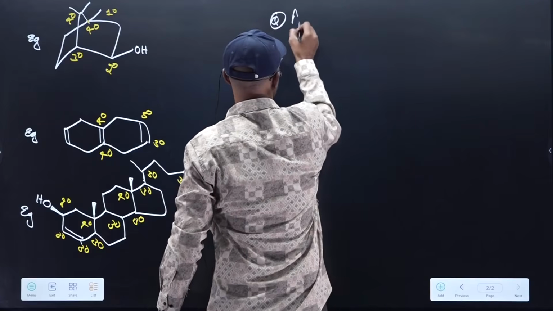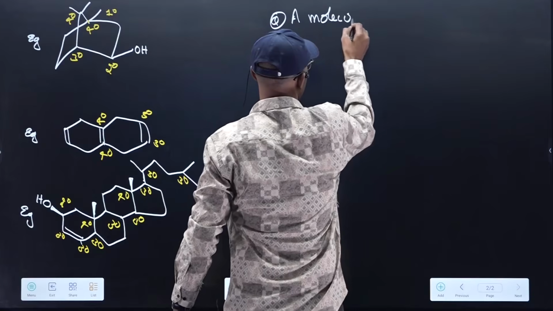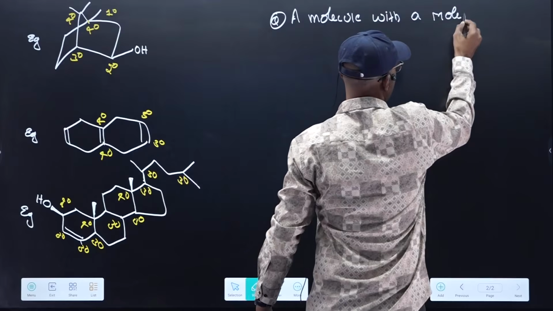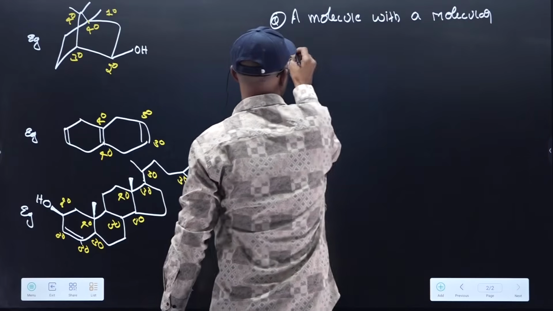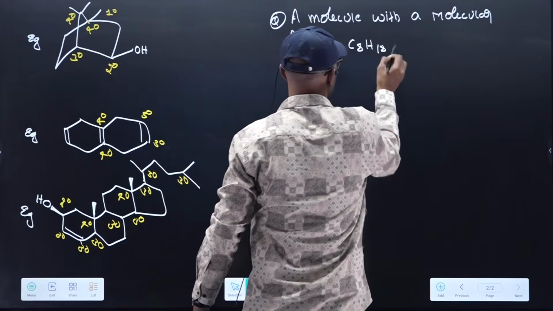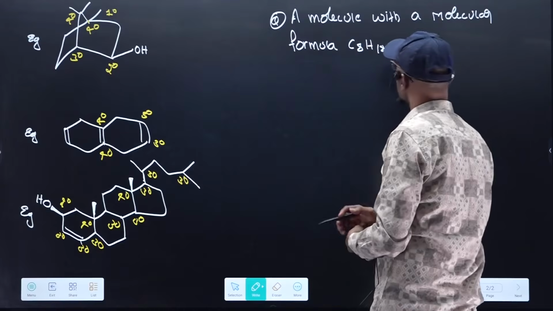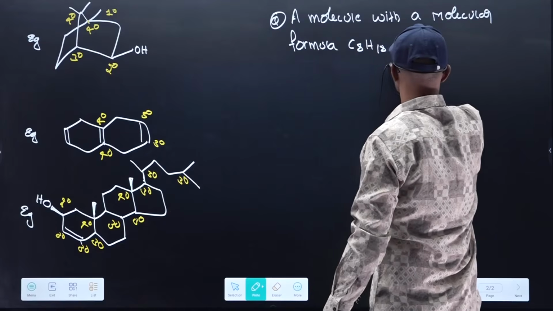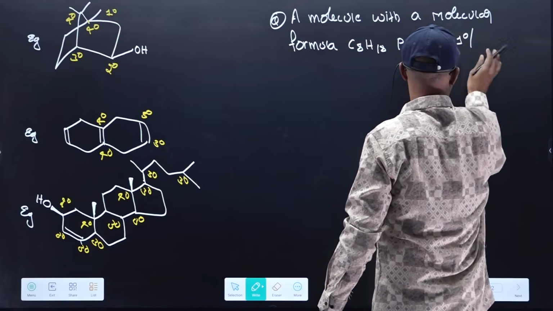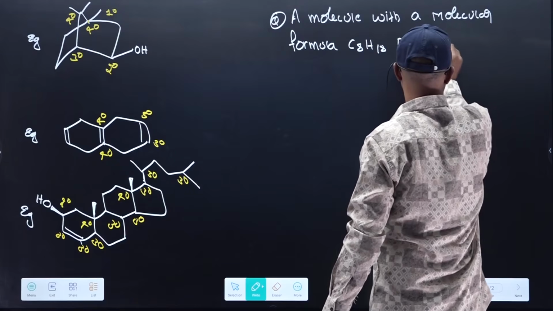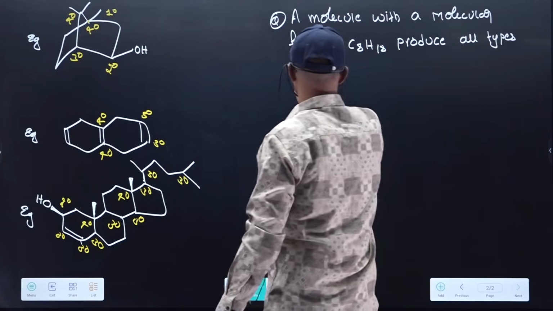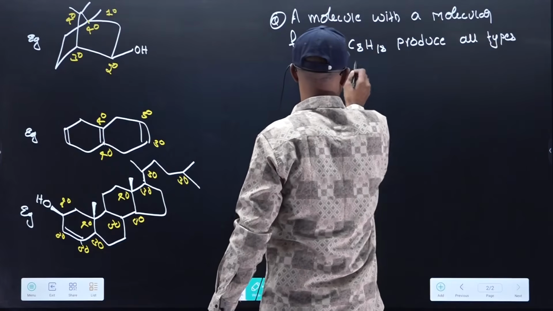Take this question. A molecule with a molecular formula C8H18 produces primary, all types of carbons. Give it a structure.